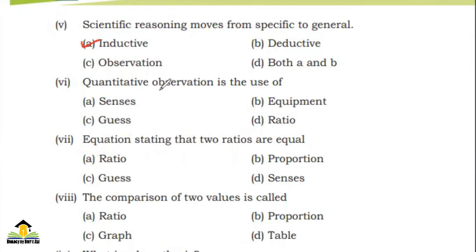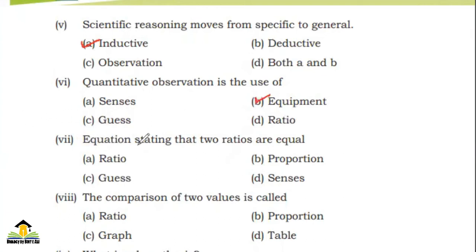MCQ number 6. Quantitative observation is the use of A. Senses, B. Equipment, C. Guess, D. Ratio. The right answer for this MCQ is equipment.